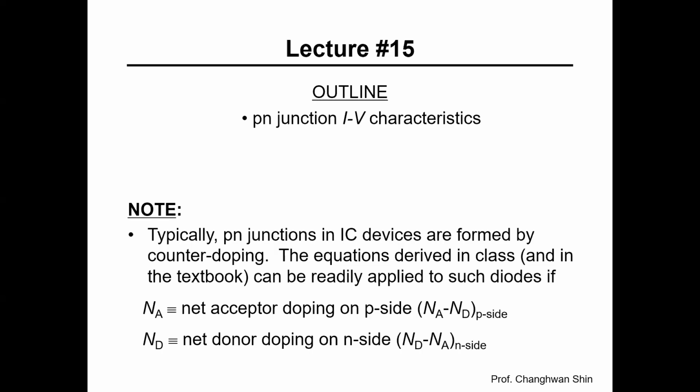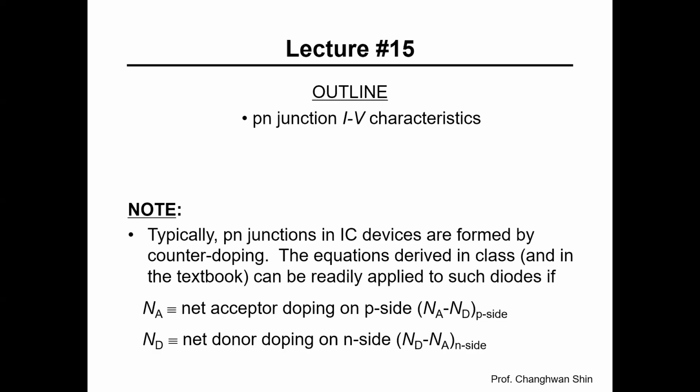Okay, so now let's take a look at the PN junction current versus voltage characteristics. This slide introduces the next topic in the series, PN junction IV characteristics. Having established the electrostatics of the junction at thermal equilibrium, we will now explore what happens when we apply external voltages and current flows.